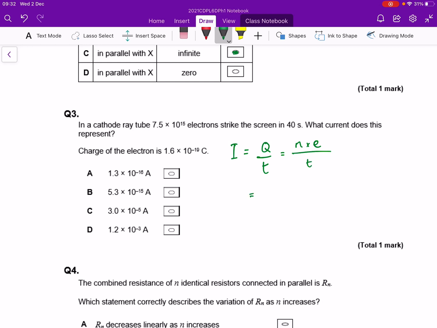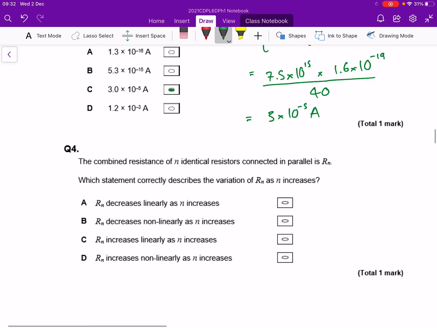So plugging the numbers in here, we've got 7.5 times 10 to the 15 electrons, that's N. Charge on the electron is 1.6 times 10 to the minus 19. That's the magnitude, it's actually a minus sign with it. Divide by 40. We're not bothered about the minus sign here. Plug the numbers in, 7.5 times 10 to the 15, and divide by 40. 3 times 10 to the minus 5 amps. So our correct answer is C.